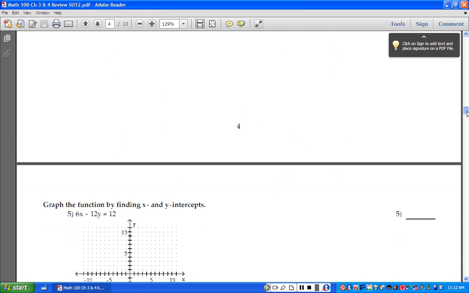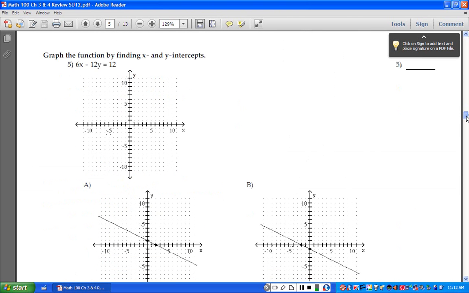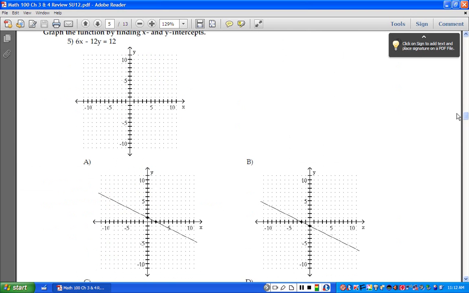Moving on. Number 5. Graph by finding the x and y intercepts. So this is telling us we have to now use standard form for graphing, because anytime they ask for both intercepts, that means standard form.